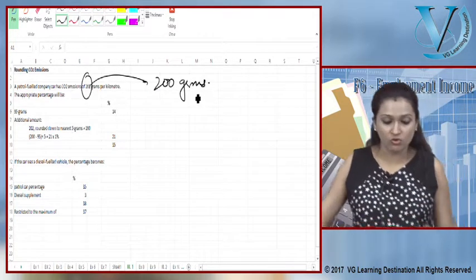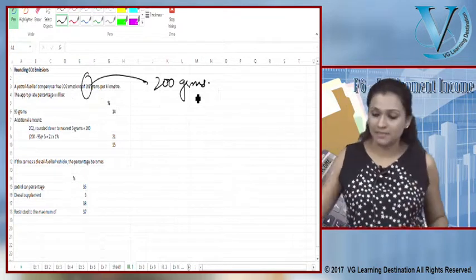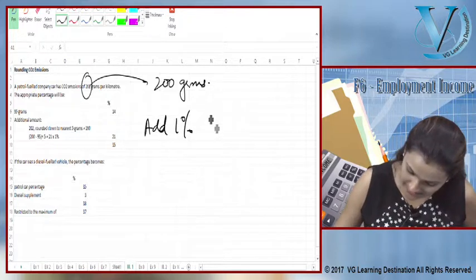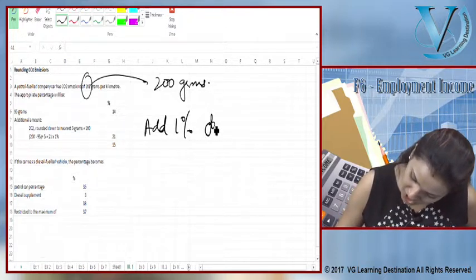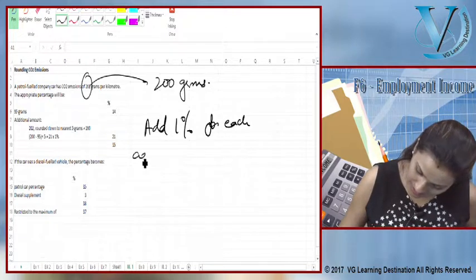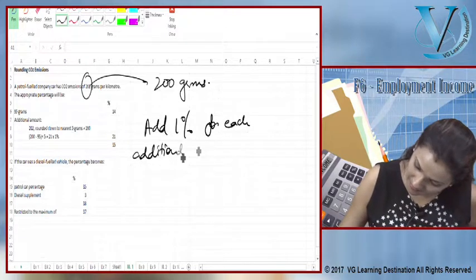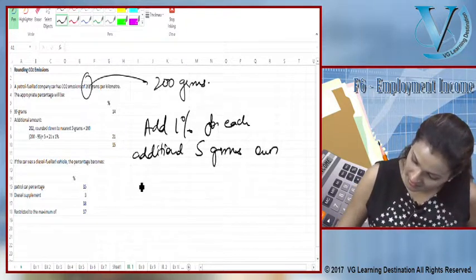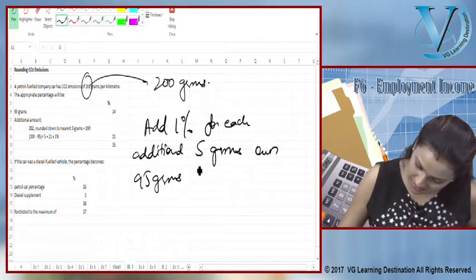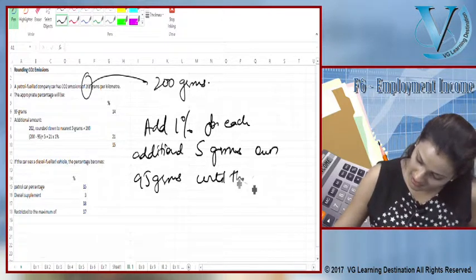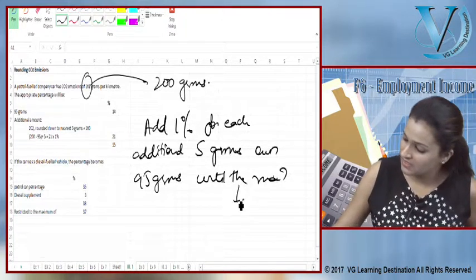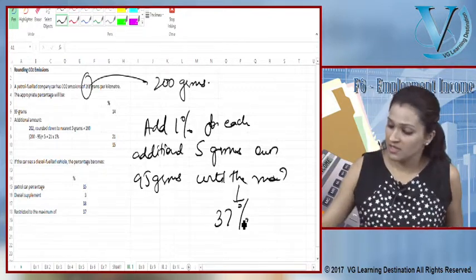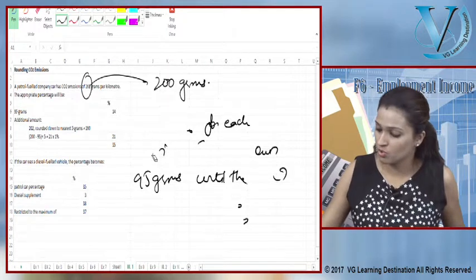Now the rules say that you need to add 1%. Let me quickly state the rule for you. Add 1% for each additional 5 grams over 95 until the maximum of 37% is reached. So what do you do in this question? 200 grams, how are you going to use it?